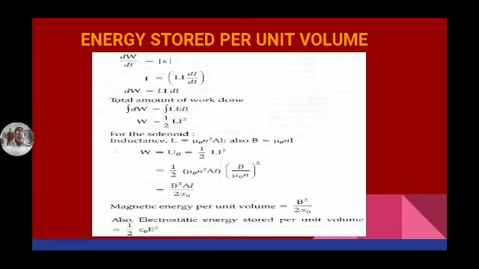And here, what is I? H is equal to Ni by L, so I is equal to HL by N. And again H is equal to B by mu. Substituting this value, we got half B square A into L by 2 mu naught. AL gets cancelled. It is equal to half B square by mu. So the energy stored per unit volume is equal to half B square by mu. So this is the derivation for this.